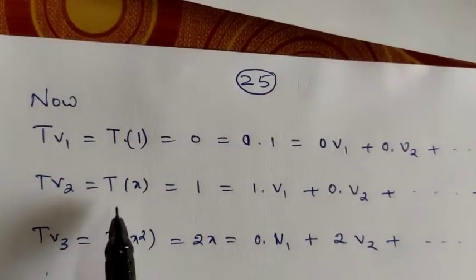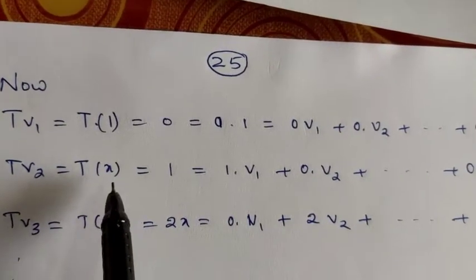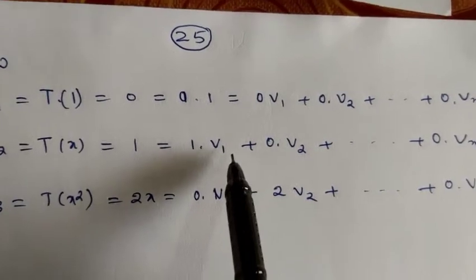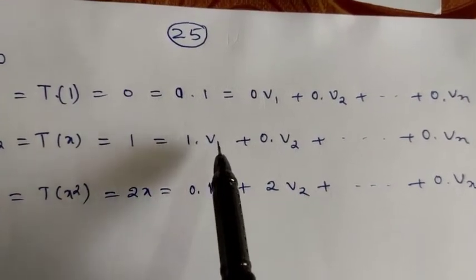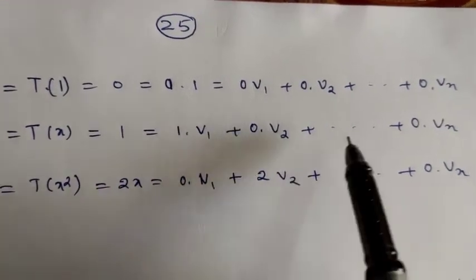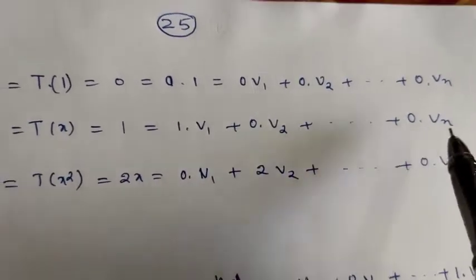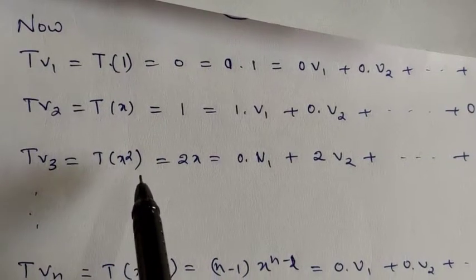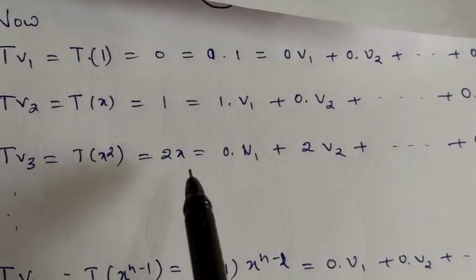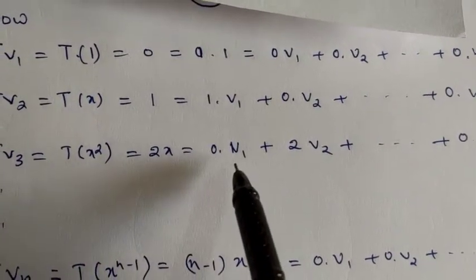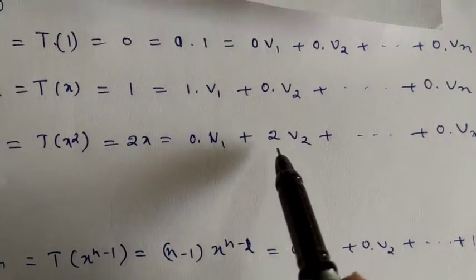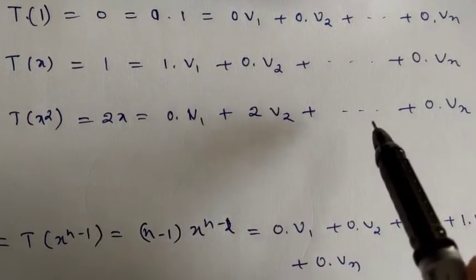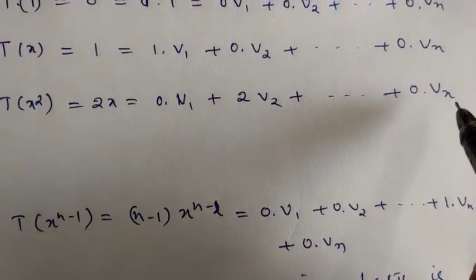Next T of V2. T of V2 is T of x, which means d by dx of x is 1. So 1 can be written as 1 into V1, because V1 is 1, plus 0 into V2 and so on, 0 into Vn. Next T of V3. T of V3 is T of x square, which is 2x. Now 1 is not there, so 0 into V1 plus 2 times x, which means 2 times V2, and so on, 0 times Vn.